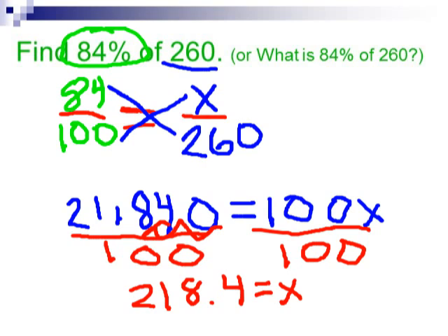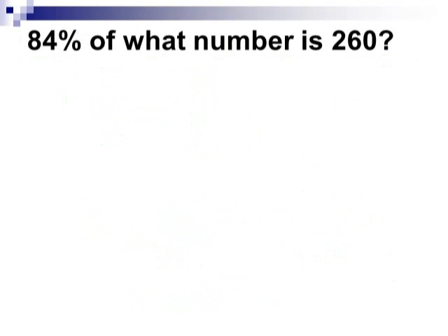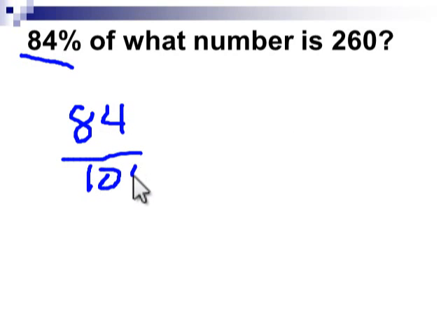Okay, moving on to the next example. This one says 84% of what number is 260. So again, I have my percent. I'm going to make that into a ratio, 84 out of 100. Okay, and that is going to be equal to another ratio, and 260 is the 84%, so that's the part. So this is the part. That's the part, so that goes in the numerator.